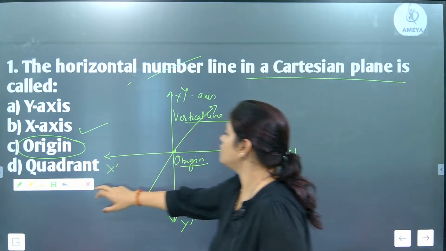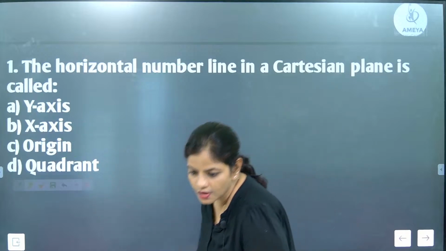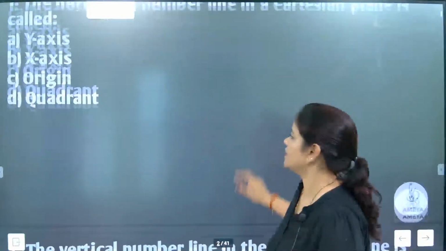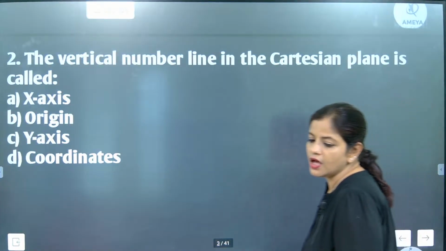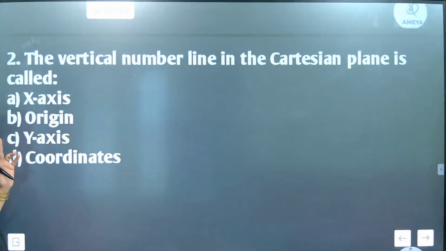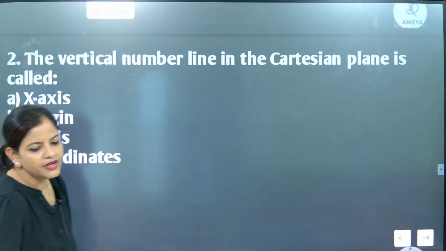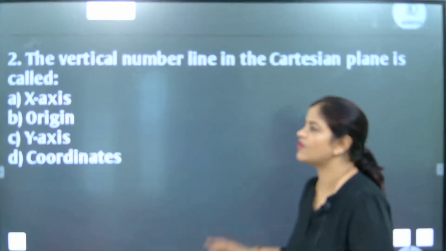Now we will go for the next question. Can you quickly say the answer for this? The vertical line will be considered the y-axis. Just now we have discussed the horizontal line, x-axis, vertical line, y-axis.